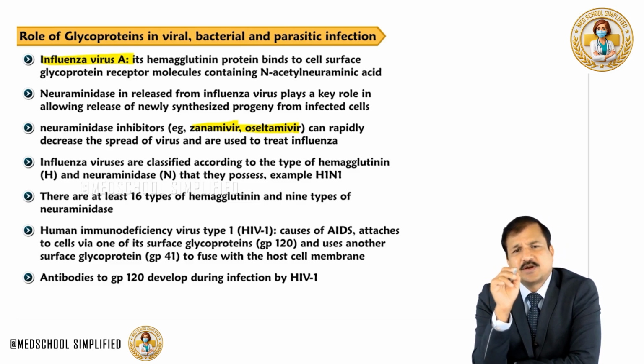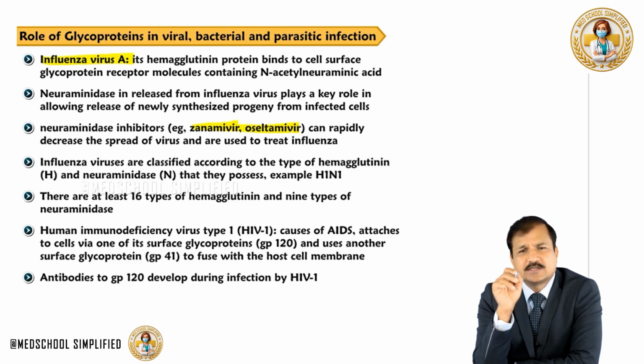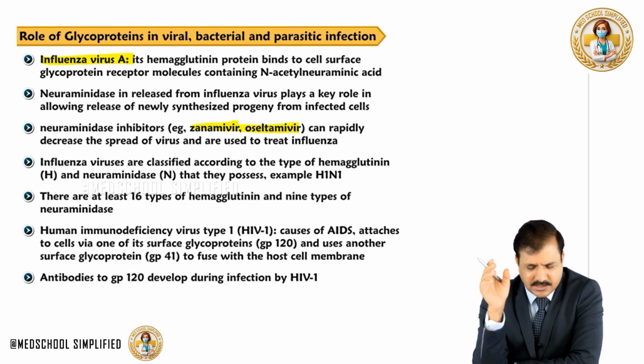Influenza viruses are classified according to the type of hemagglutinin and neuraminidase that is synthesized by them, for example H1 and N1, that is hemagglutinin 1 and neuraminidase 1. There are at least 16 types of hemagglutinin and 9 types of neuraminidase. Based on that, we have different types of influenza viruses, classified by numbers like H1N1, H2N3, something like that. So it is about hemagglutinin and neuraminidase, the glycoproteins which interact with the cell surface receptors.